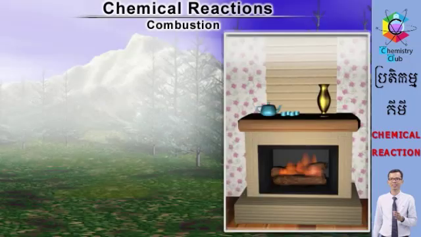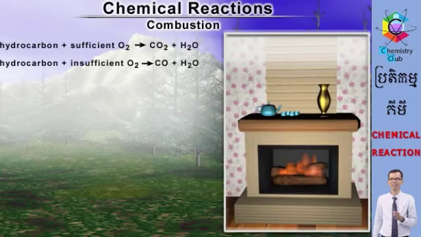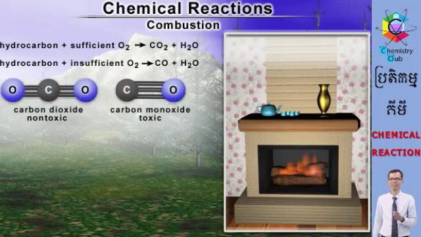If hydrocarbon compounds burn in insufficient amounts of oxygen, carbon monoxide is formed instead of carbon dioxide. While carbon dioxide is relatively non-toxic and is generated by animals and used by plants, carbon monoxide is a poisonous gas, even at very low concentrations. For this reason, combustion reactions should always take place in a well-ventilated area.